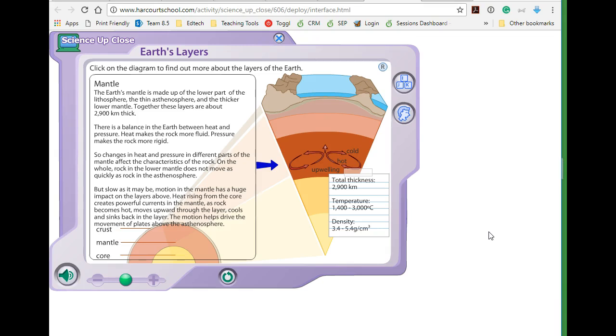There is a balance in the Earth between heat and pressure. Heat makes the rock more fluid. Pressure makes the rock more rigid. So changes in heat and pressure in different parts of the mantle affect the characteristics of the rock. On the whole, rock in the lower mantle does not move as quickly as rock in the asthenosphere. But slow as it may be, motion in the mantle has a huge impact on the layers above. Heat rising from the core creates powerful currents in the mantle. As rock becomes hot, moves upward through the layer, cools, and sinks back in the layer. The motion helps drive the movement of plates above the asthenosphere.